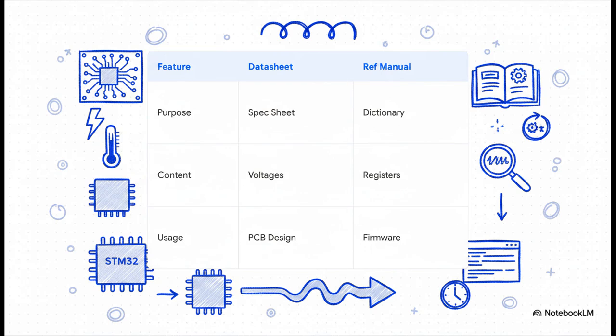So here's a massive pitfall I see all the time. Folks mix these two documents up, but professionals know the difference. The datasheet is basically your spec sheet. It tells you the absolute hardware limits, the pinouts, the thermal thresholds. You use this when you're physically designing the circuit board. The reference manual, on the other hand, is your dictionary. That's where you find the microscopic register addresses, clock configurations, and timer setups. You use the reference manual when you are actually writing your firmware.